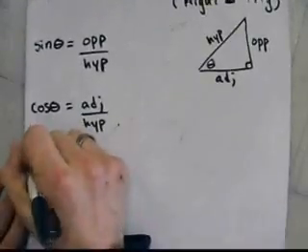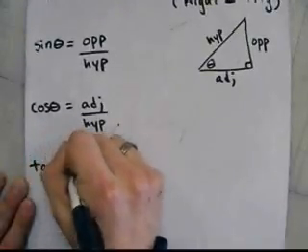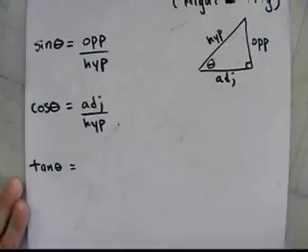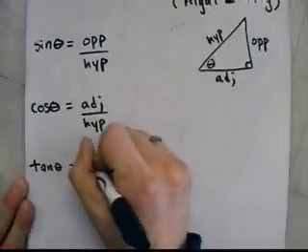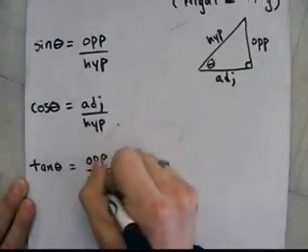And then the last one is the tangent, and that's the other combination of two of those three. It's going to be opposite over adjacent. If I go from theta, this is opposite, this is adjacent. So I've got opposite here, and I've got adjacent.